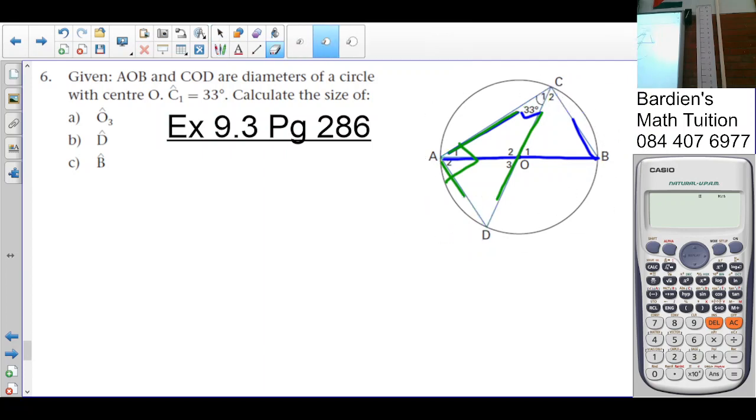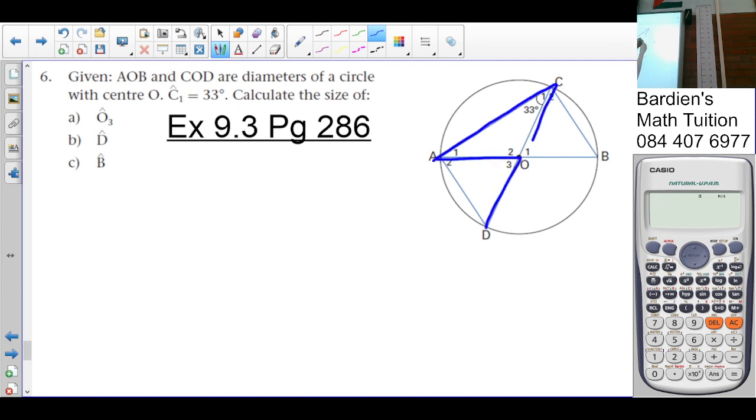Then we are told that C1 is 33 degrees. Calculate the size of O3. As you can see here, angle at center is twice the angle at circumference. It's subtended by arc AD. Can you see that, people? So, angle at center is twice the angle at circumference. So O3 is going to be 2 times 33, which is 66 degrees.